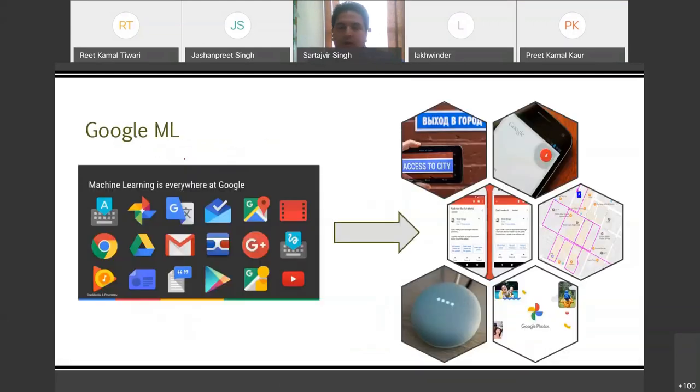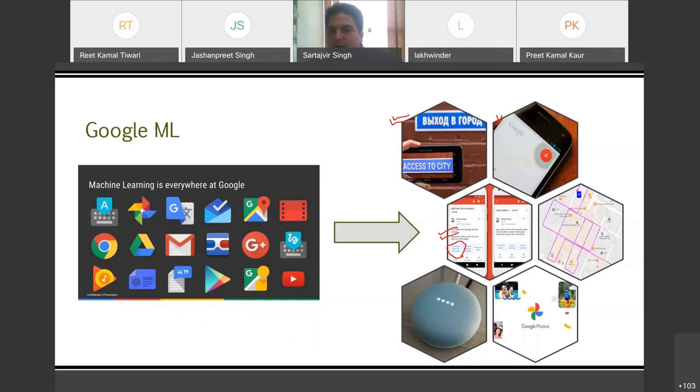And then there is Google ML, and hopefully you are all aware of that. Google machine learning is everywhere in Google applications. Some of the applications I have highlighted here: first there is auto translation, which auto detects the language and converts it into a desirable form. The second is voice recognition, and then there is email auto reply, which is very beneficial, as we can just click on an auto reply and send it to the concerned person.